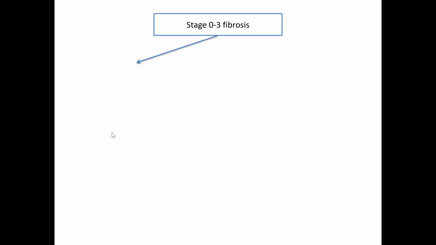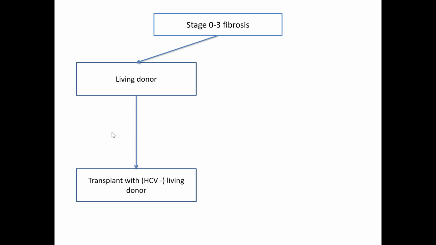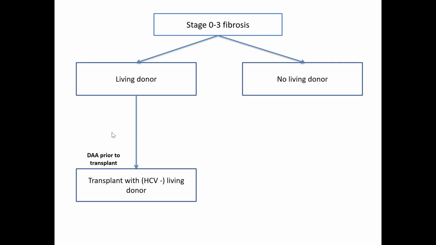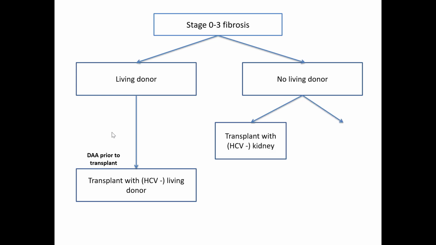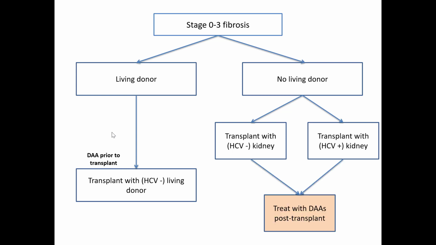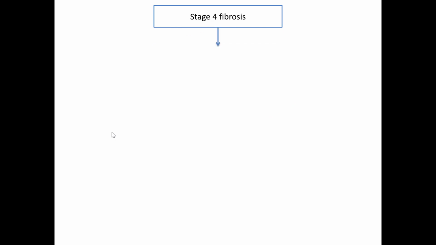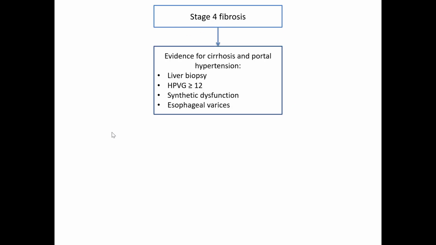In case of stage 0 to 3 fibrosis and the potential donor is a living donor, then we can transplant with an HCV negative living donor with DAA prior to transplant. But if the donor is a deceased donor, then we can either transplant with an HCV negative kidney or transplant with an HCV positive kidney, and either way, the patient must receive DAA after the transplantation.